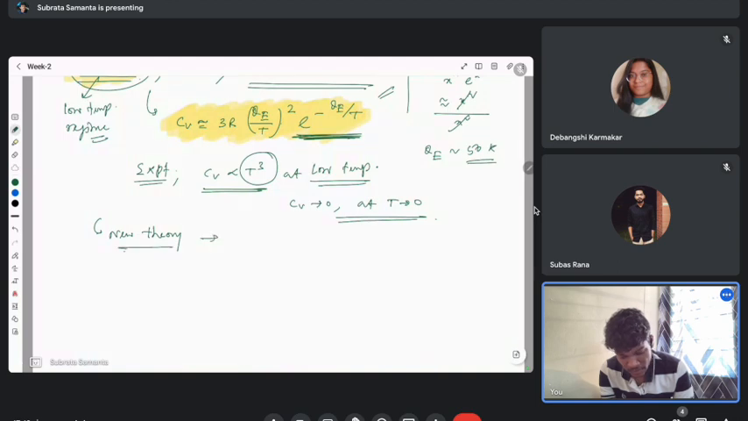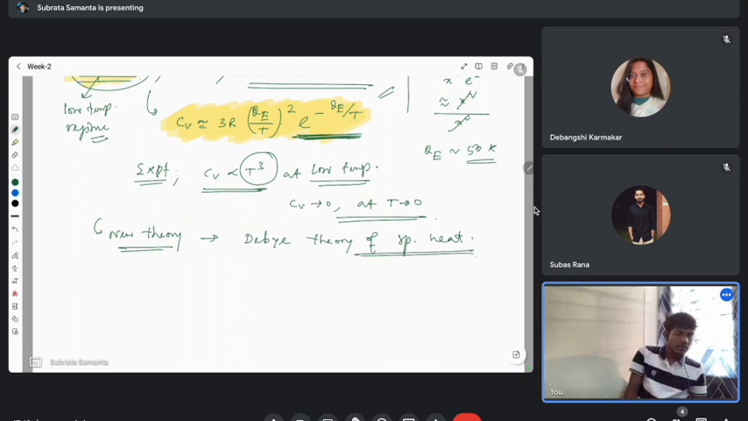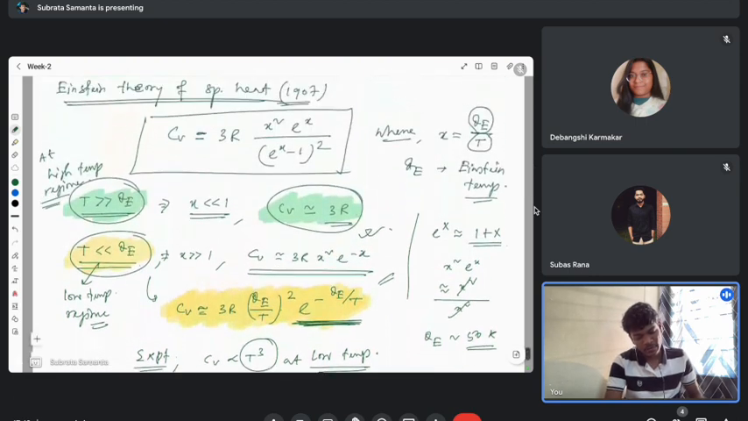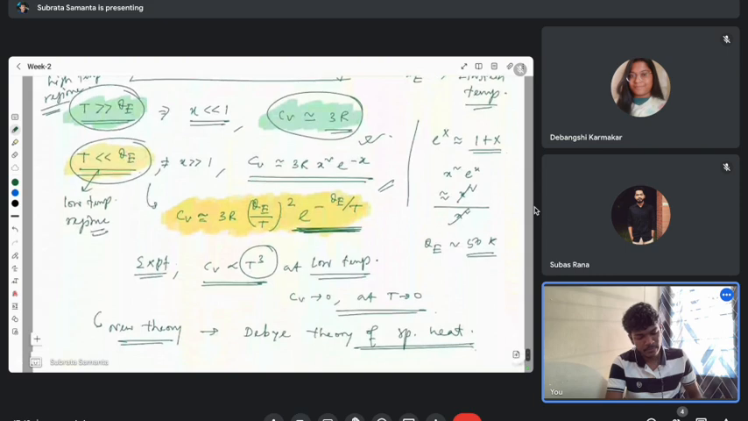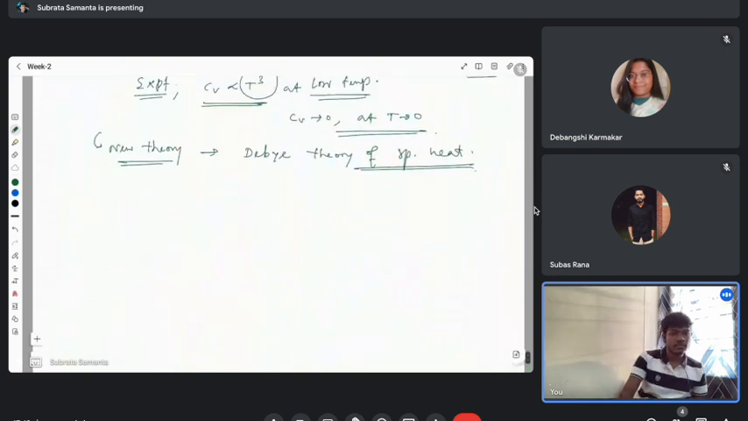It's called the Debye theory of specific heat. So you map what kind of corrections happen one by one. Okay. So any questions so far?